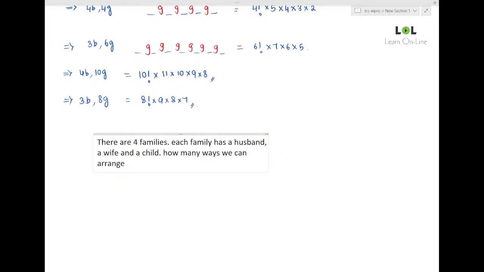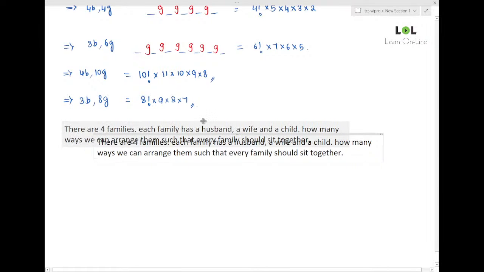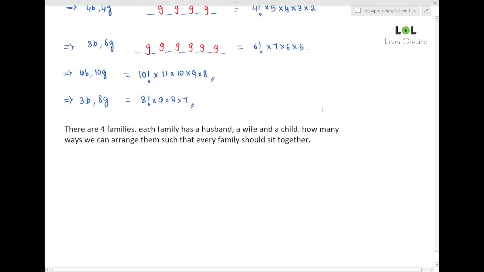such that every family should sit together? That is the question. Okay, observe. What is happening? There are four families. How many ways can we arrange them such that they should sit together?